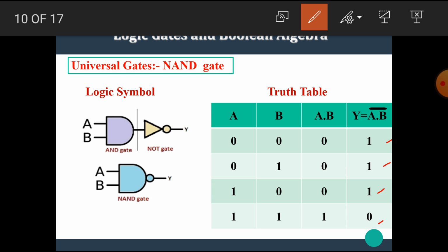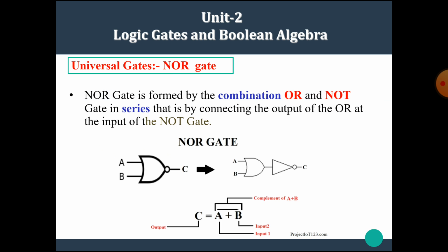It is very simple. This is the truth table of the AND gate and this is the truth table of the NAND gate. These are complements of each other. That means 0's complement is 1, 0's complement is 1, 0's complement is 1, and 1's complement is 0. I hope you all understand.